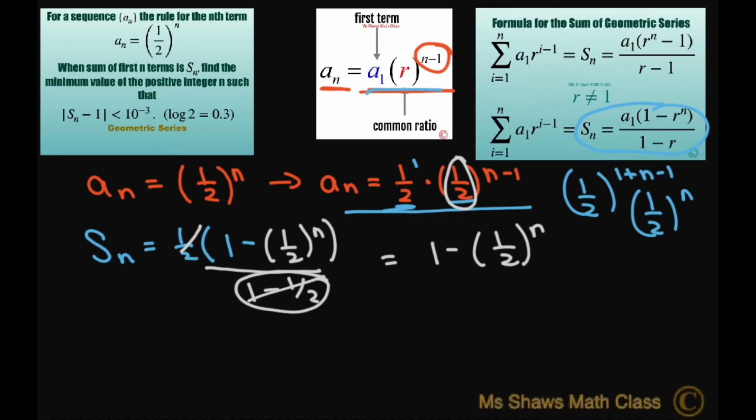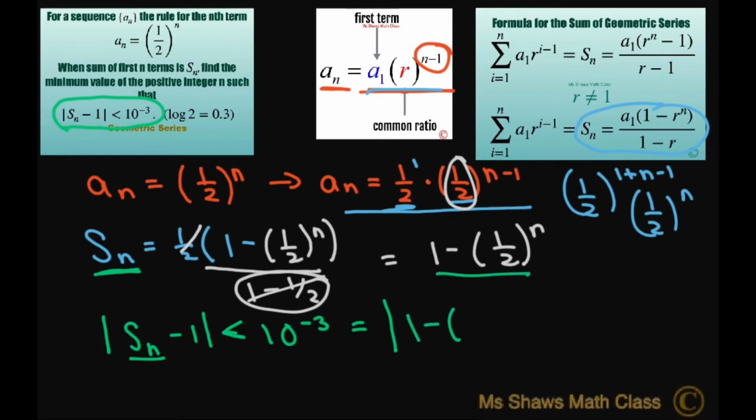All right. Now let's look at this formula here. So we have the absolute value of s sub n minus 1 is less than 10 to the power of negative 3. So now that we have this, let's substitute that in. So this is going to equal the absolute value of 1 minus 1/2 to the power of n, minus 1. And just looking at this, the ones cancel, and the absolute value of a negative is positive.